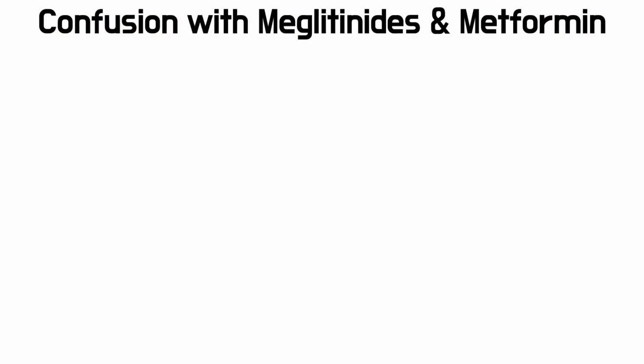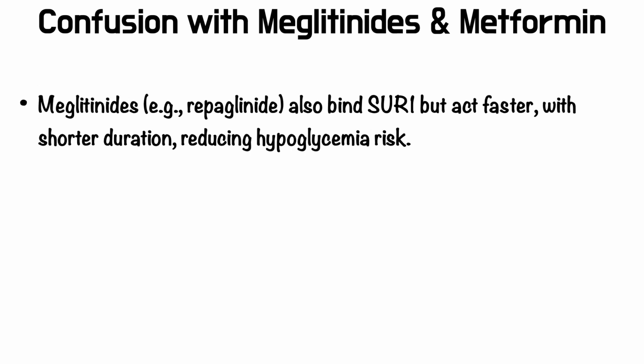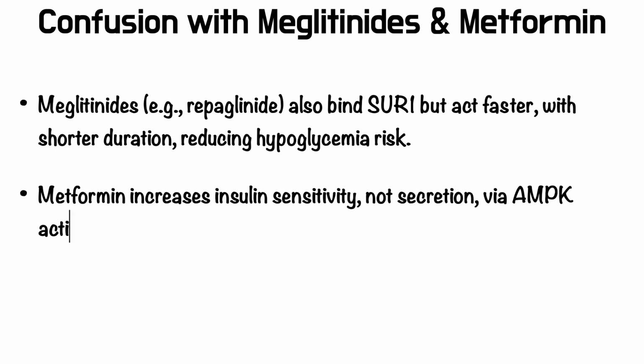Now, confusion with meglitinides and metformin. These are two other drugs that are oral antidiabetics. Meglitinides like repaglinide also bind SUR1 but act faster than sulfonylureas with a shorter duration, reducing hypoglycemia risk. And metformin is not actually a hypoglycemic drug, it is a euglycemic drug. It increases insulin sensitivity, not secretion, and that is via the AMPK activation pathway.